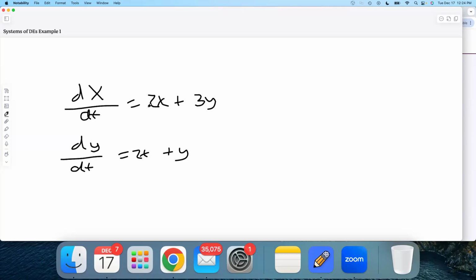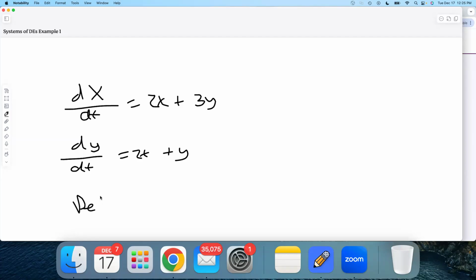If this guy only depended on x, if we didn't have this 3y here, it would just be a linear DE. We would just solve it. But this system is coupled. We'll learn later how to sometimes uncouple DEs and solve them separately, but that's not what's happening here. Okay, first thing we want to do is write this in matrix form.